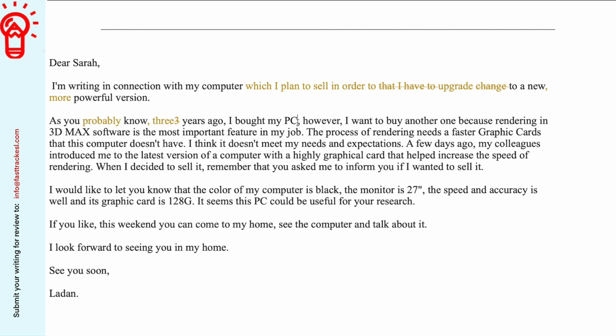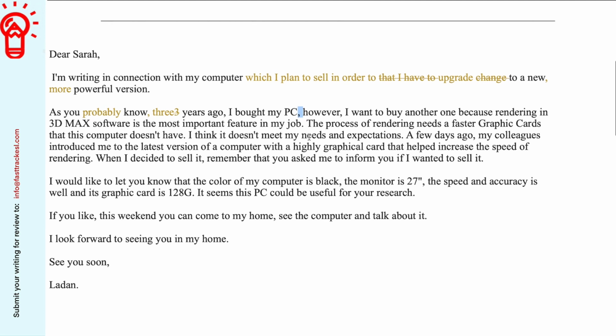However, okay, now notice, your sentence, I bought my PC, ends here. And you're starting a new sentence here with however. You cannot just put a comma in the middle. This is a very common mistake. So instead of putting the comma here, I recommend that you either stop, like place a period to end your sentence, or you place a semicolon. So nice semicolon here. However, I want to buy another one because rendering in 3D Max software is the most important feature in my job.